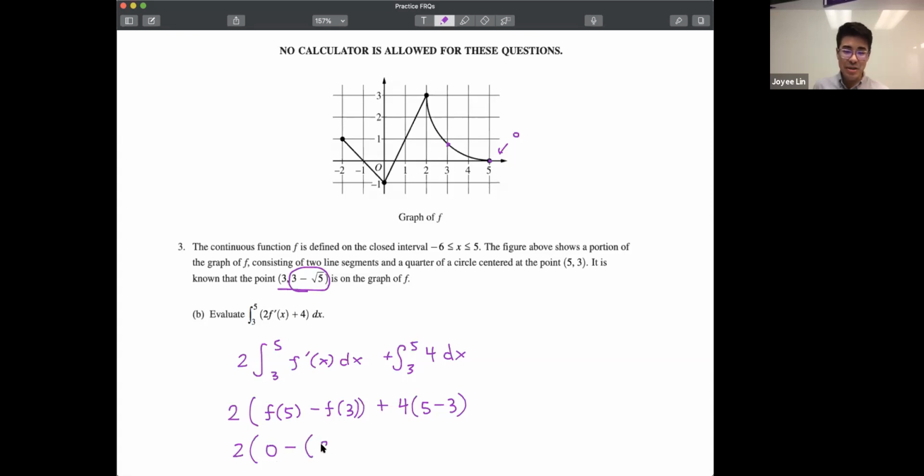You got to pay attention to your grouping, right? 3 minus root 5, plus 4 times 2 is 8. And then if you want, just leave your answer like that, because then you'll get full credit. Otherwise, if you forget to distribute your negative sign, you're going to miss out.